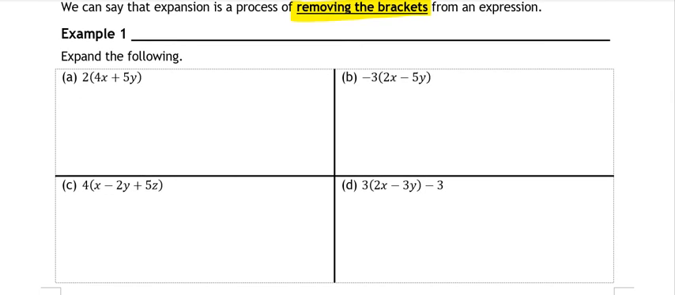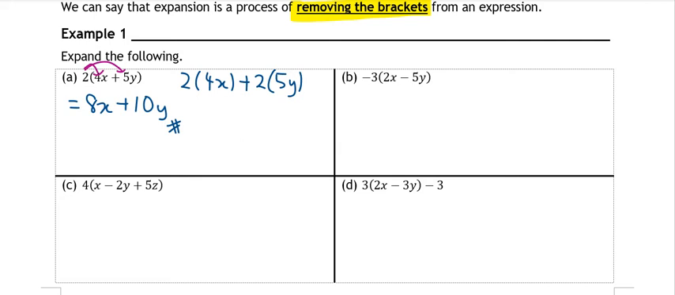Expand the following. So I'll just use the claw method. 2 times 4x means 8x plus, because 2 times positive 5 will get you positive 10y. So it's that simple. Or you can break it down like this, 2 bracket 4x, and then in between there's plus 2 bracket 5y. So it's basically the same idea.